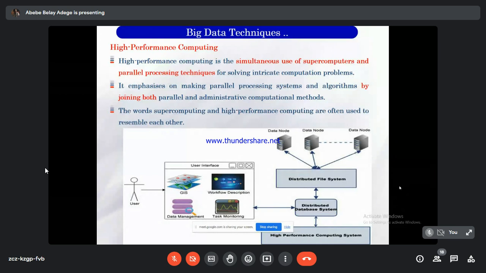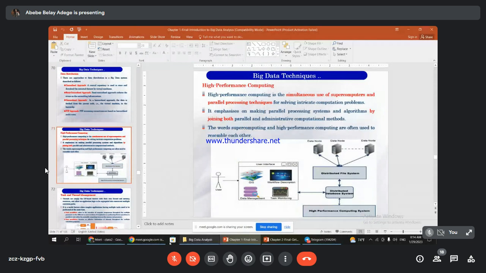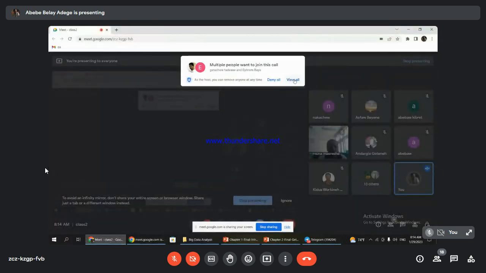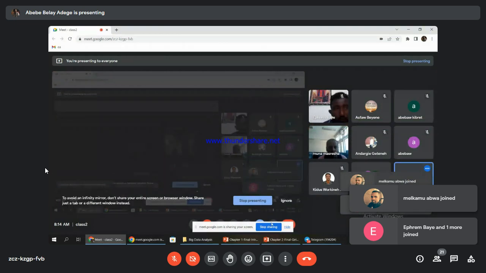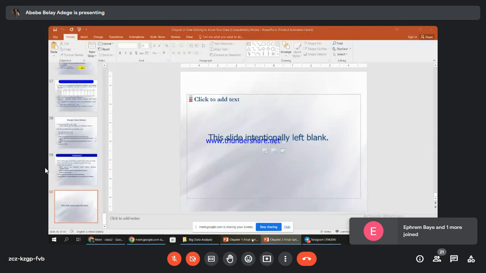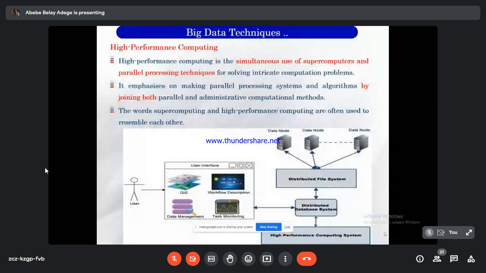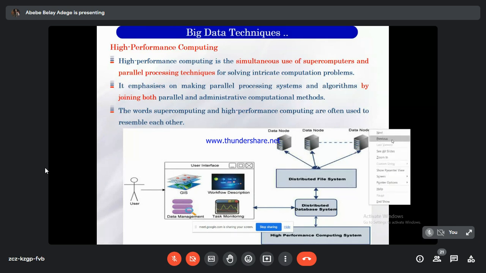The other one is high performance computing. High performance computing can be kept at the university level, for example. This distributed approach can be used for computing very large data sets. That large data set can be processed in a cloud system, for example. So this is high performance computing.